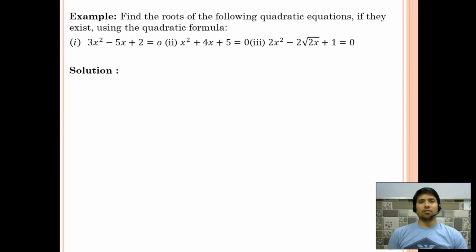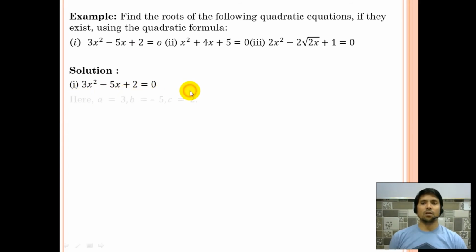So we will start with the first example, that is 3x square minus 5x plus 2 equals 0. Now I have written the equation which is given, 3x square minus 5x plus 2 equals 0. And now here we will check the value of a. The value of a is 3, b is minus 5, and c equals 2. We know this very well.